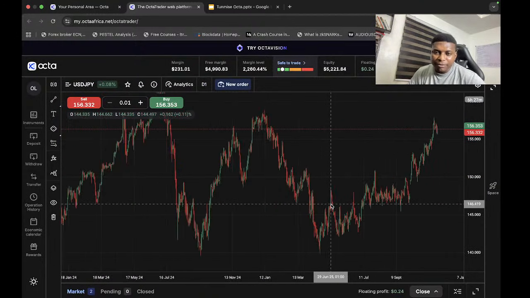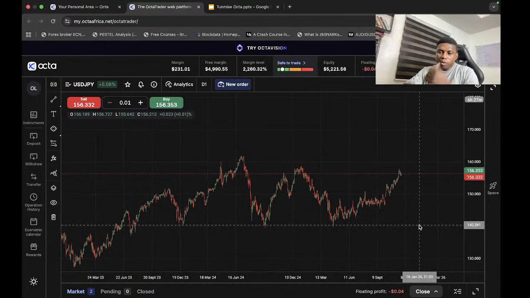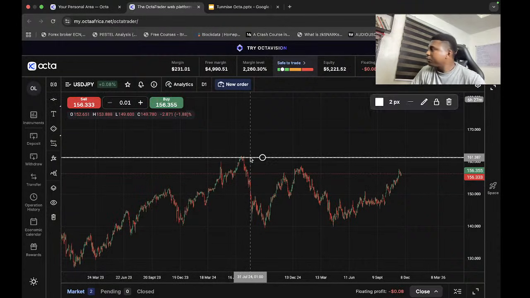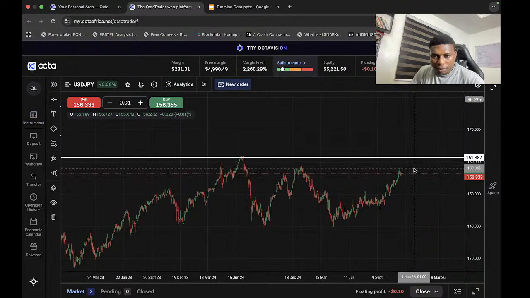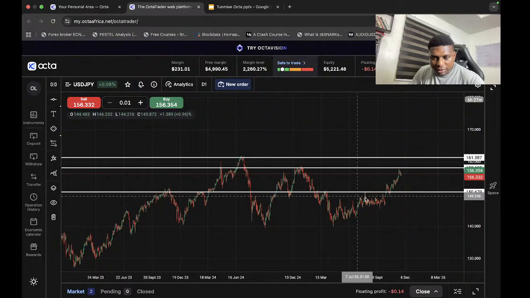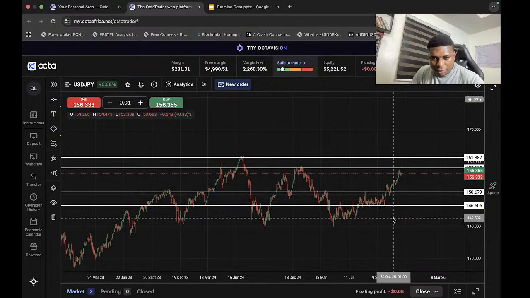If you look at the daily time frame here, we recently had a new all-time high in the last 1 year and few months. So here, let's map out the levels of support and resistance. We see a level of support here. We can see another level here, another level here, another level here, and another level here.